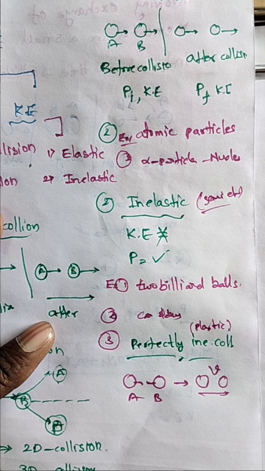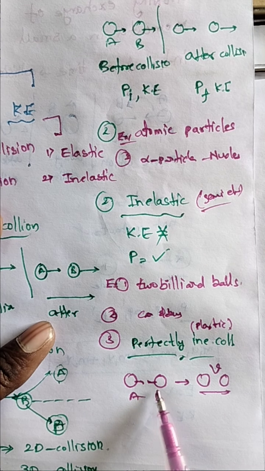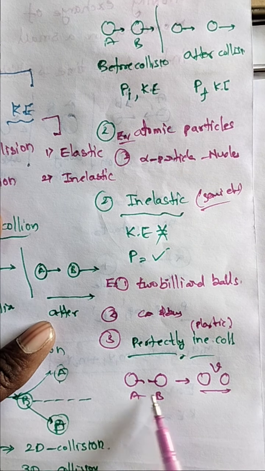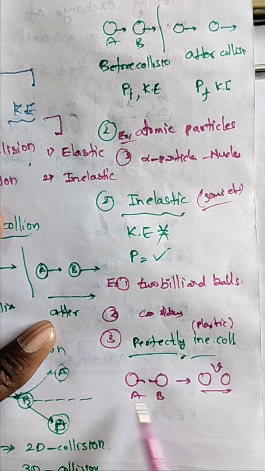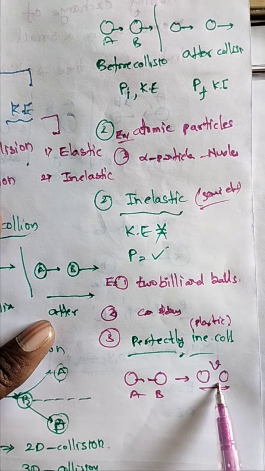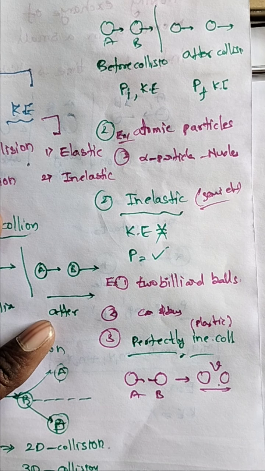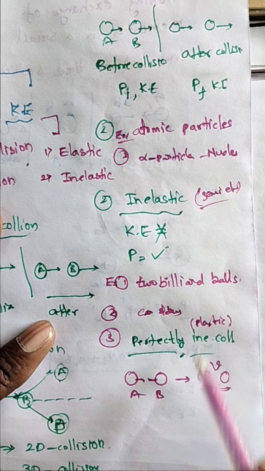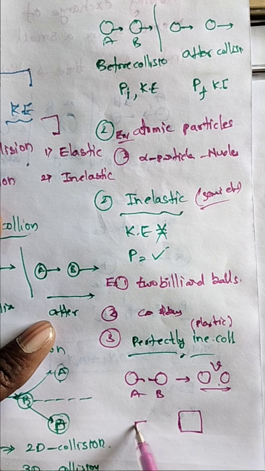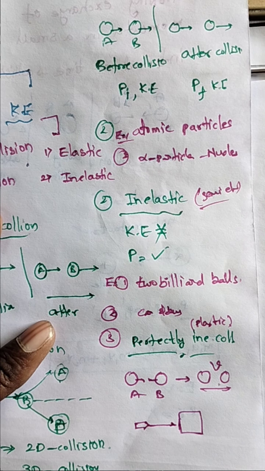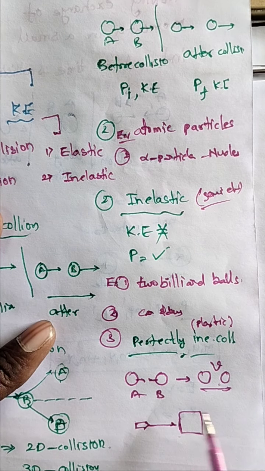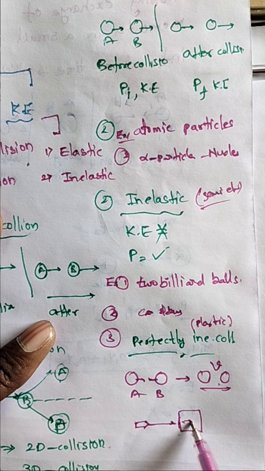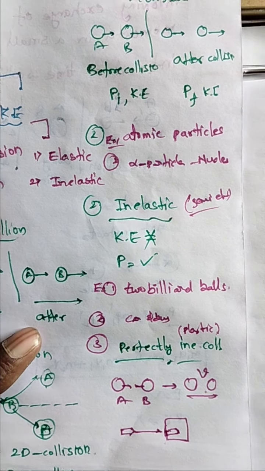So what is a perfectly inelastic collision? If in a collision the two colliding bodies, A and B, stick to each other and move with a common velocity, this type of collision is called perfectly inelastic. For example, a bullet and a block. When the bullet is fired into a block of wood, it remains embedded, penetrated in the wood.